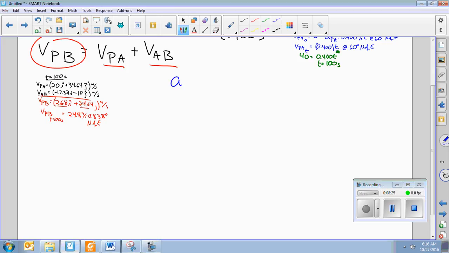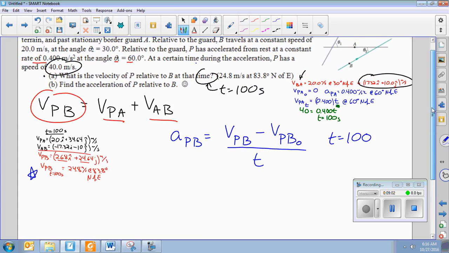We're trying to find the acceleration of P relative to B, right? So remember, acceleration is your final velocity of P relative to B minus your initial velocity of P relative to B, divided by the time that took. Now we know the time is 100. We know that the velocity of P relative to B at time 100 is this guy. So we just got to find the velocity of P relative to B initially. So, do we know that? All right, so the answer is no, we don't know that. We need to find it.